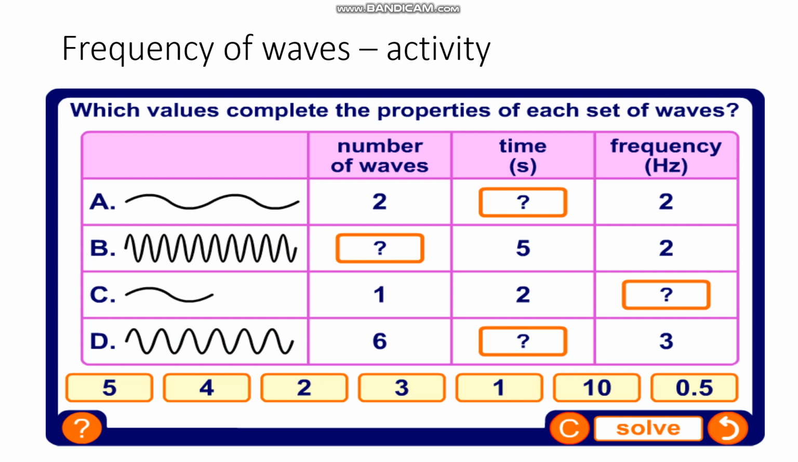Okay, these are slightly more challenging. Have a look at the diagram here, and in the back of your books or wherever, write down what you think the missing values are.